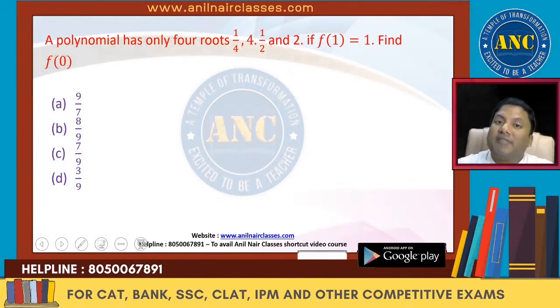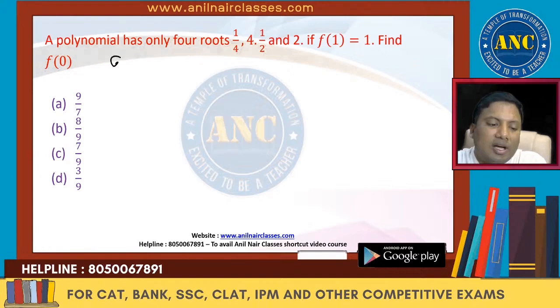Next one. This is a very good question and it is a high frequency question. A polynomial has only 4 roots: 1 by 4, 4, 1 by 2, 2. If f of 1 equals 1, f of 0 equals how much? Let us first discuss the concept.